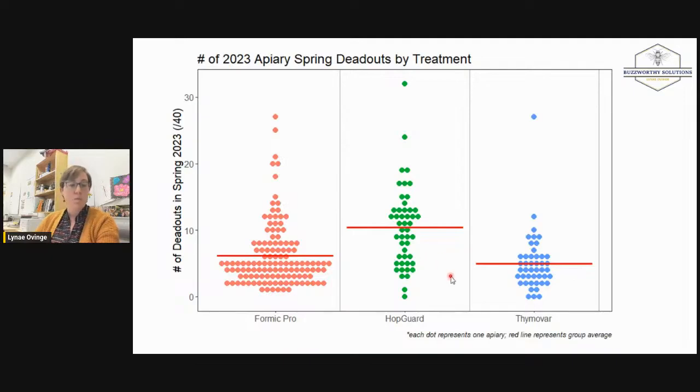In this example, he got the data and was able to say, okay, we're going to toss out HopGuard. We're not going to use that as a fall treatment anymore, and we're going to go forward with Thymovar and Formic Pro. So this was a way he was able to leverage this experimental design to get some answers for him in his commercial operation.